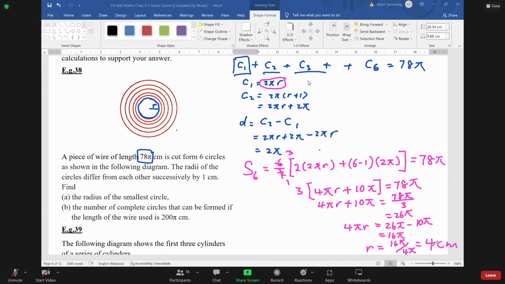Okay, part B. The number of complete circles that can be formed if the length of the wire used is 200 pi cm. So that means how many circles?